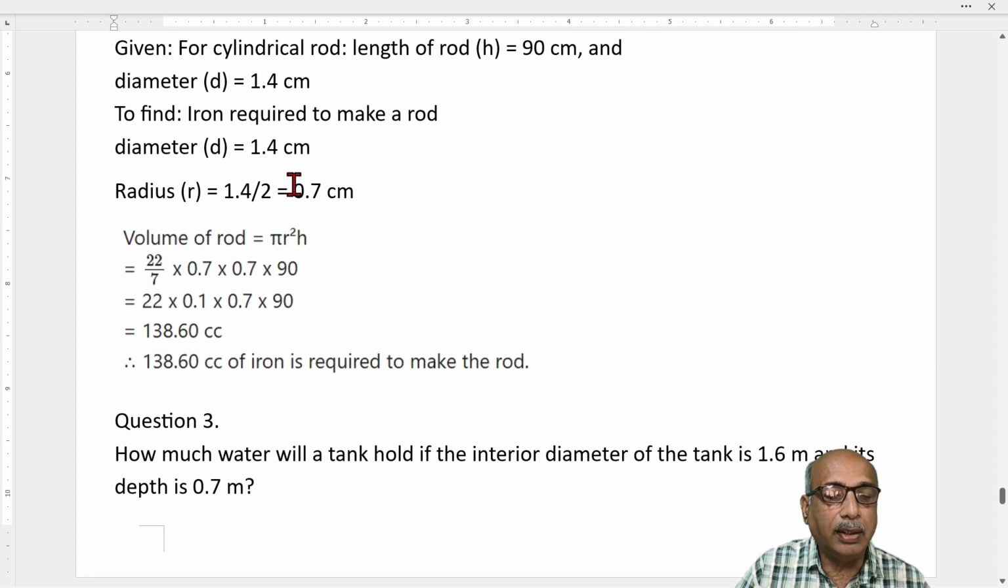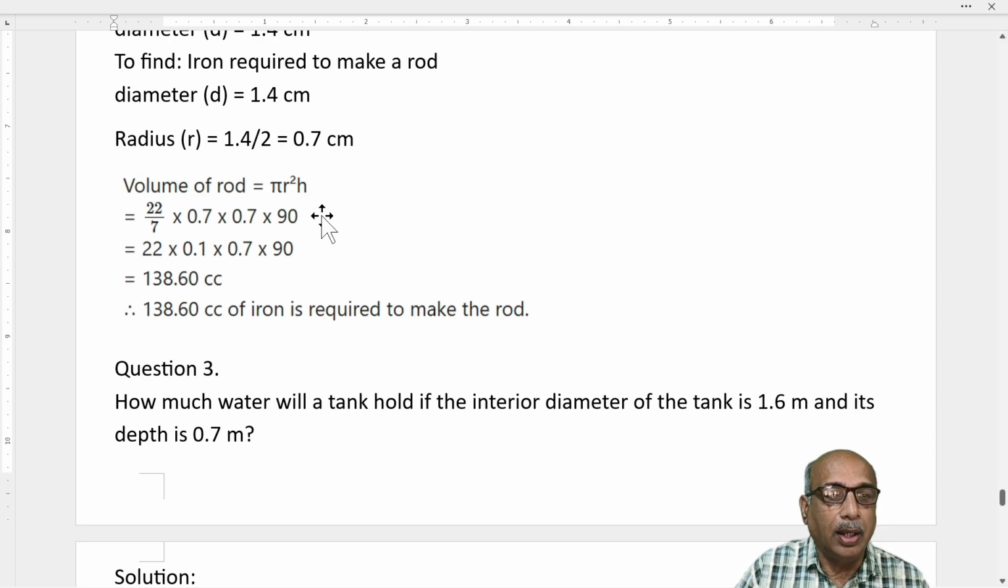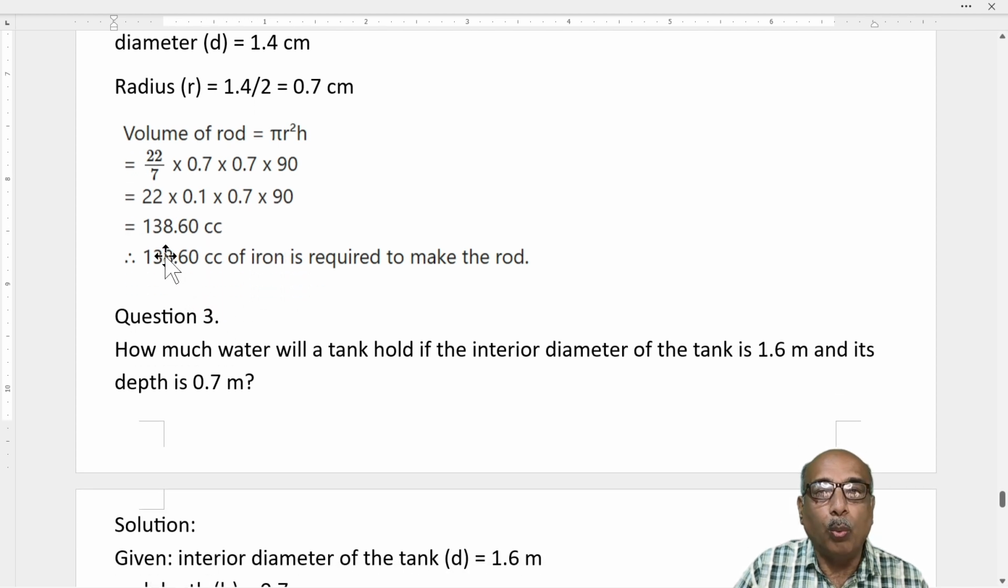So diameter equals 1.4 centimeter. Therefore, its radius equals 0.7 centimeter. 1.4 divided by 2 equals 0.7 centimeter. And volume of rod equals pi r square h. 22/7 into 0.7, that is radius, into 0.7 into 90. Simplify this, you will get 138.60 cubic centimeter. Volume we have to find out. Solid rod it is.